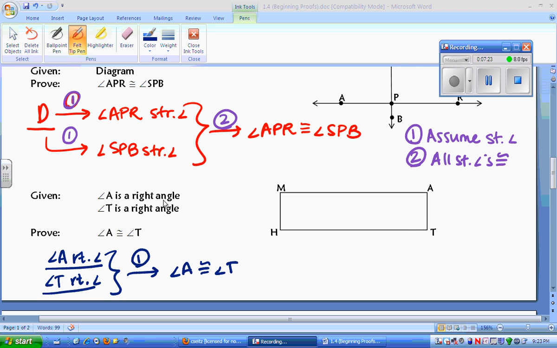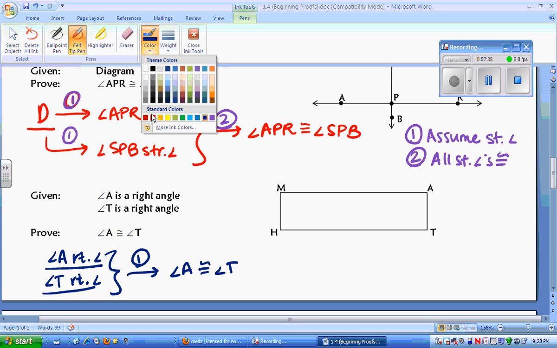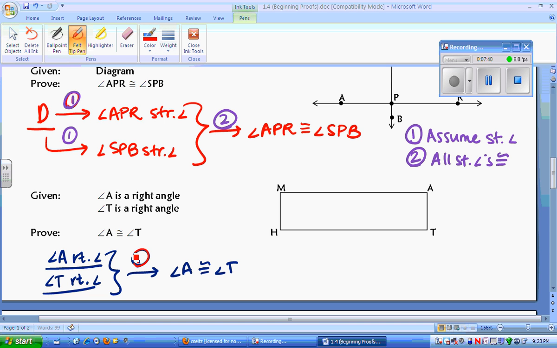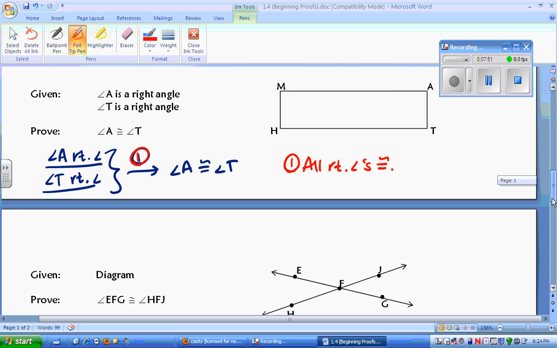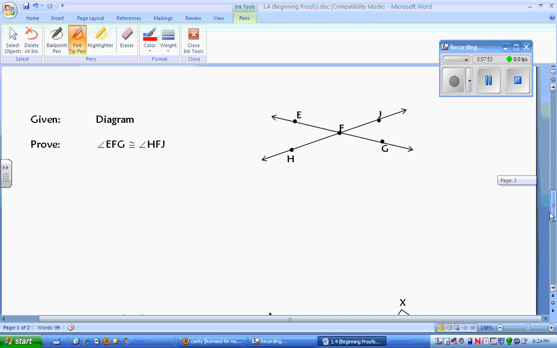Okay, so I wrote out the given. Angle A is a right angle, angle T is a right angle. Now I know they're both right, so I can go ahead and jump to angle A is congruent to angle T, because I have a theorem that tells me all right angles are congruent. So, all right angles congruent. And that one was easy. It was only one step. Okay, moving on.